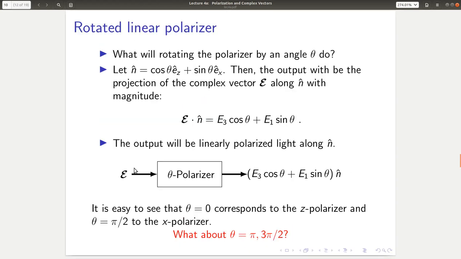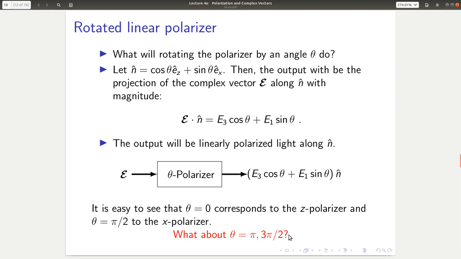So let's call this object a theta polarizer. Theta equal to 0 is a Z polarizer, and theta equal to pi by 2 is an X polarizer. You send in cal epsilon, a general elliptically polarized input, and lo and behold, the output is E3 cosine theta plus E1 sin theta, that's the magnitude, times n cap, because it's polarized. What comes out is polarized along the n cap direction.